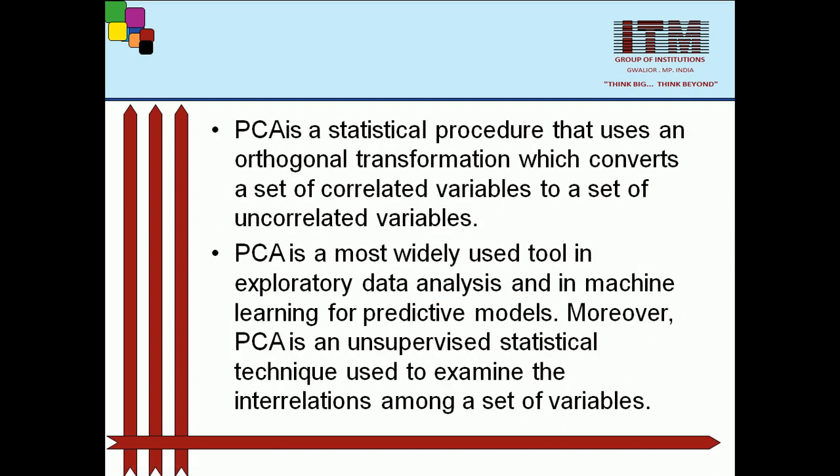PCA is a statistical procedure that uses an orthogonal transformation which converts a set of correlated variables to a set of uncorrelated variables. It is the most widely used tool in exploratory data analysis and in machine learning for predictive models. Moreover, PCA is an unsupervised statistical technique used to examine the interrelations among a set of variables. Several sets of variables are present, and PCA finds correlations among those variables.